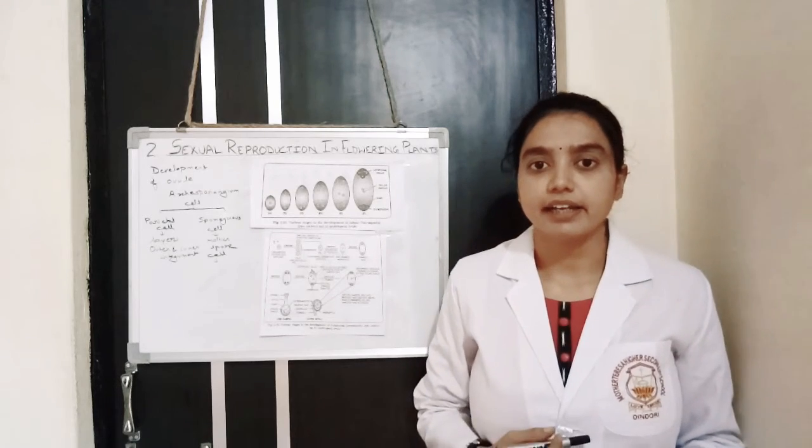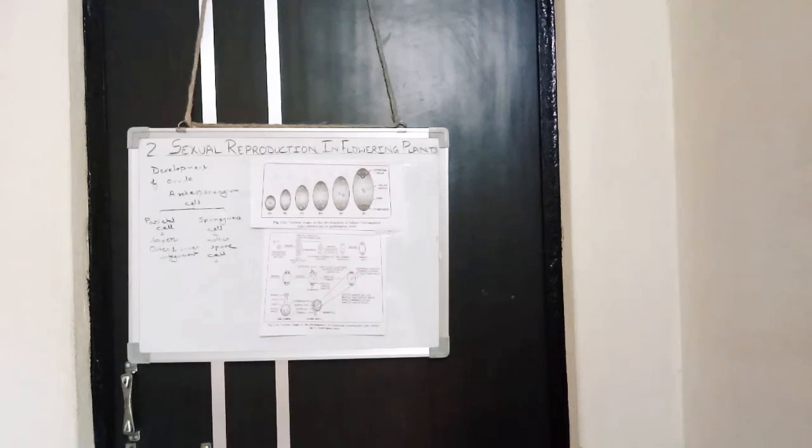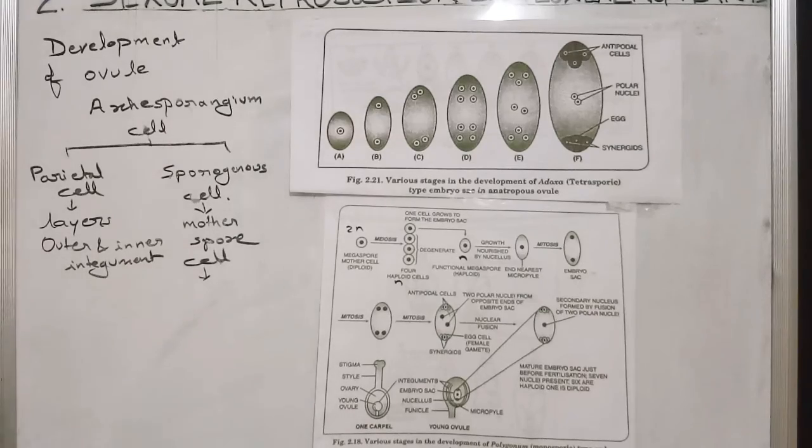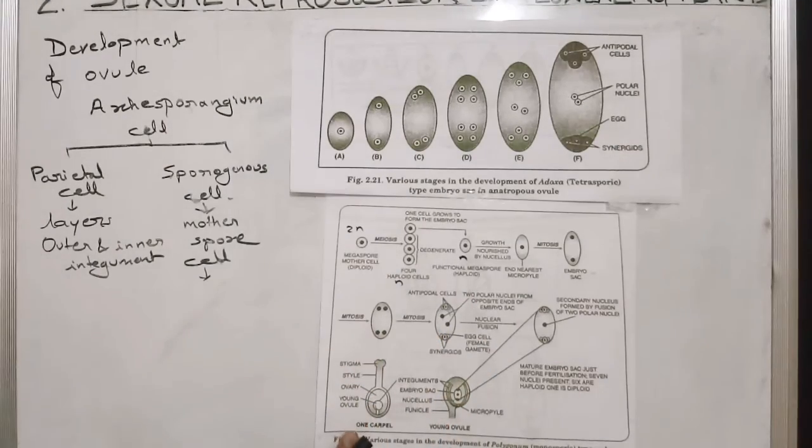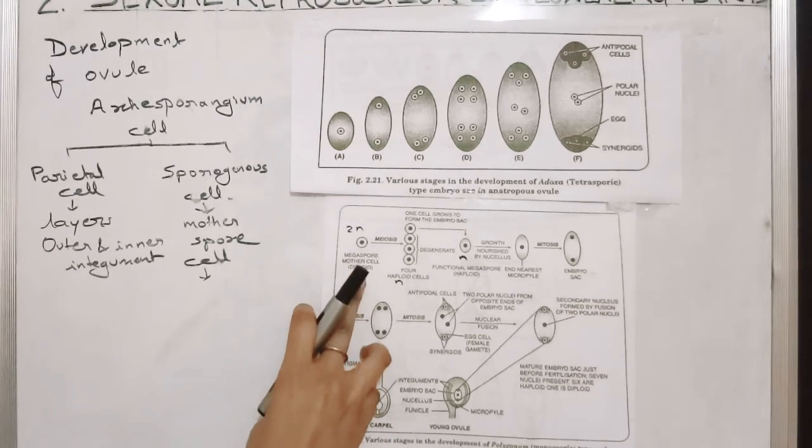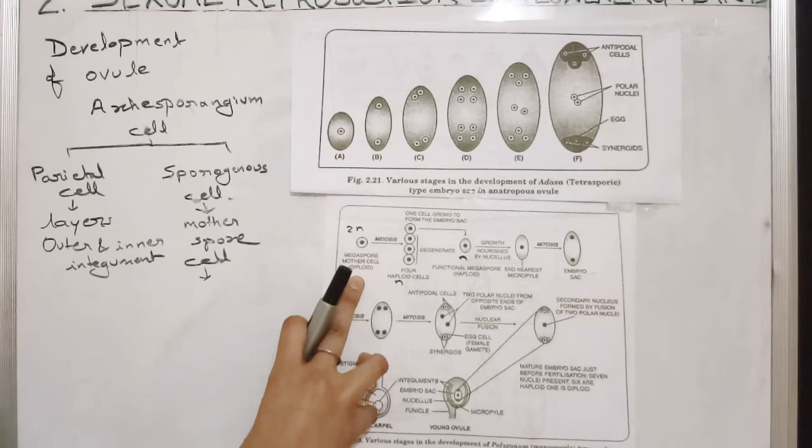Let's understand it in detail with the help of a diagram as we do. I am going to zoom the diagram. So I hope you are able to visualize the diagram. This is the megaspore mother cell. It is formed by the megasporogenesis process.